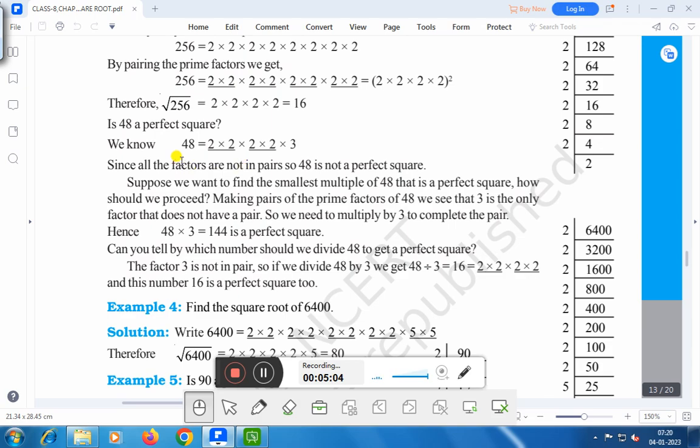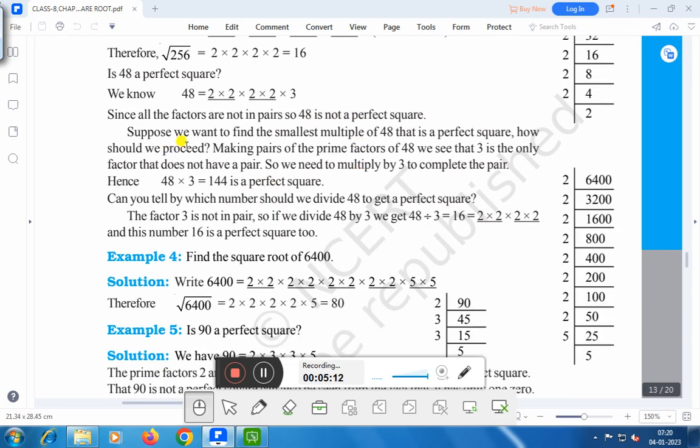Is 48 a perfect square? 2 into 2 into 2 into 2 into 3. Since all the factors are not in pairs, 48 is not a perfect square. Suppose we want to find the smallest multiple of 48 that is a perfect square. How should we proceed? Making pairs of the prime factors of 48, you see that 3 is the only factor that does not have a pair.